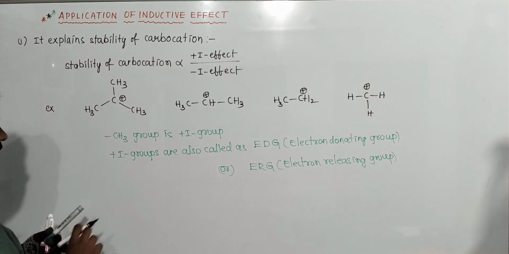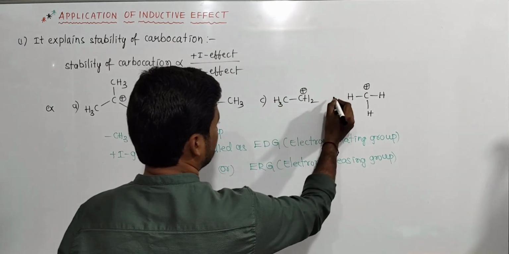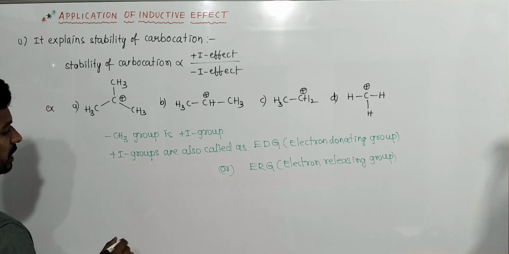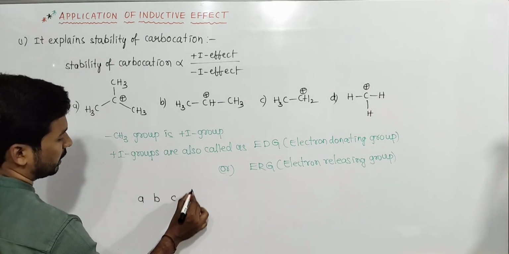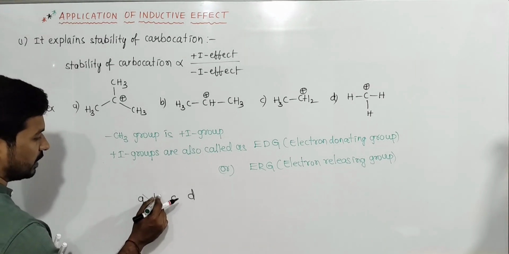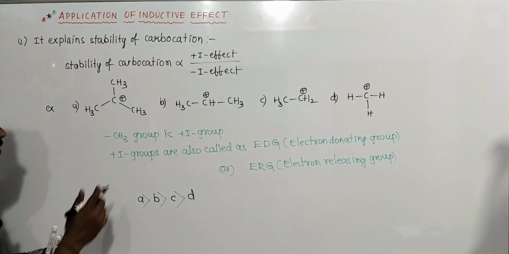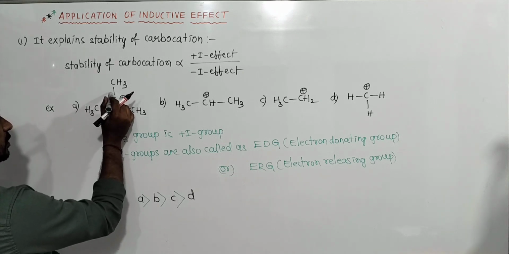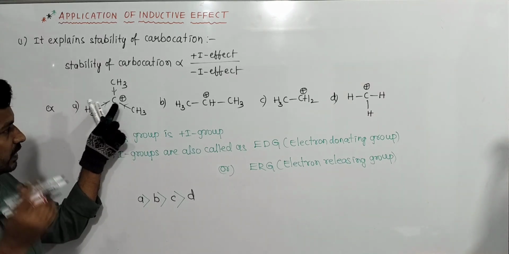Suppose this is species A, this is B, this is C, this is D. These are four species, not molecules, they are ions. Which one is stable? A is more stable than B, more stable than C, more stable than D. Because this is the tertiary carbocation, in which there are 3 electron donating groups.